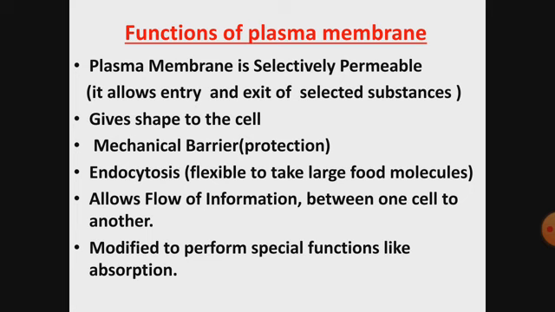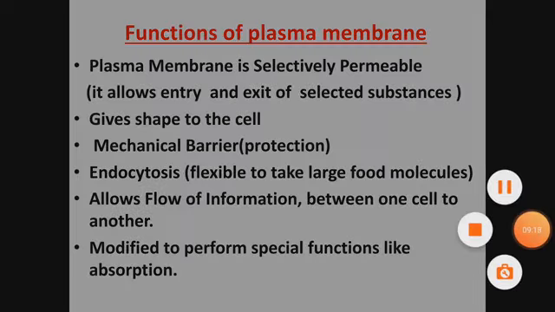Then there are some modifications. Sometimes at places plasma membrane shows some modifications and it helps in absorption. If you remember, in digestive system you have learned that absorption of food happens in the small intestine, and the inner wall of small intestine has many villi. So inner folds are there. That is because of the flexibility of the plasma membrane, and it helps in absorption of the food.